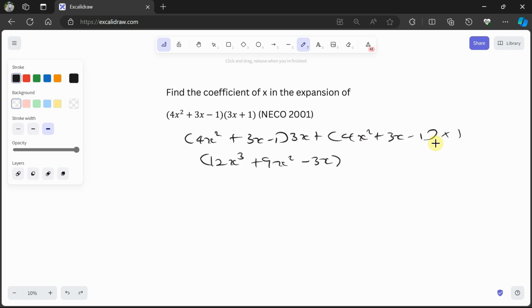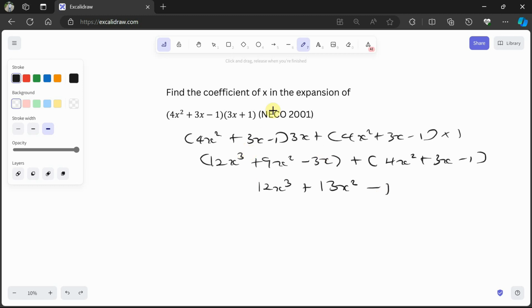Expand the second bracket: since it's just times 1, it will be the same thing. So that will be plus 4x squared plus 3x minus 1. Since what we're using to expand the brackets is plus, none of these signs will change. So I can just go ahead and add. This will be 12x cubed. There's nothing else like 12x cubed. So that will be 12x cubed plus 9x squared plus 4x squared, which gives me plus 13x squared. Then we have minus 3x plus 3x, so that will cancel out. Then we have minus 1.